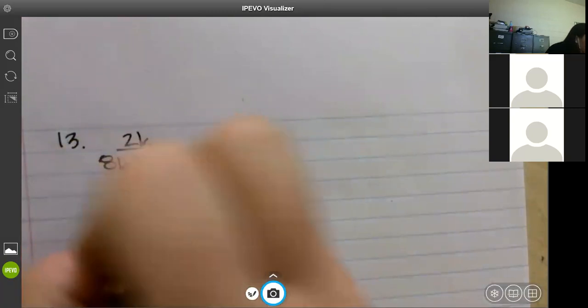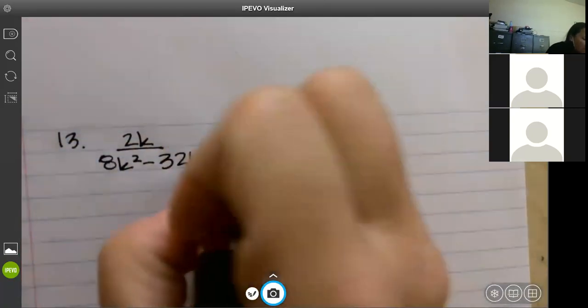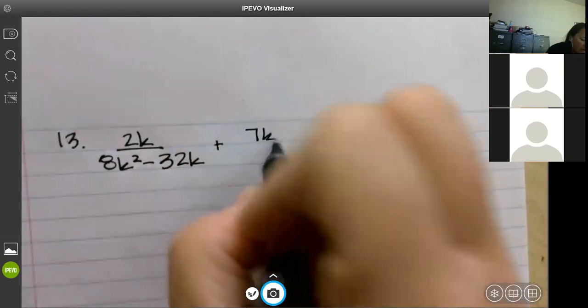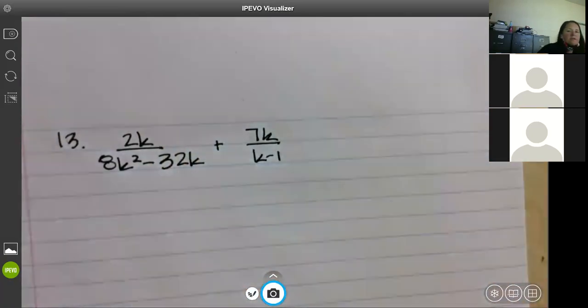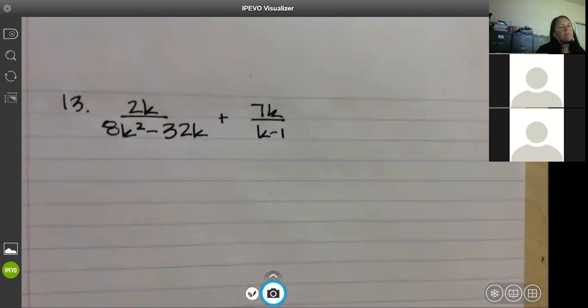And 13 is 2k over 8k squared minus 32k plus 7k over k minus 1. What do you think we should do first? Yeah, I'm going to go ahead and simplify that first fraction because I can see there's a 2 on top and I know there's 2's that'll come out on the bottom. Now, if I pull out a GCF, I'm going to kind of pull out too much. So what I'm going to do is only pull out a 2k.